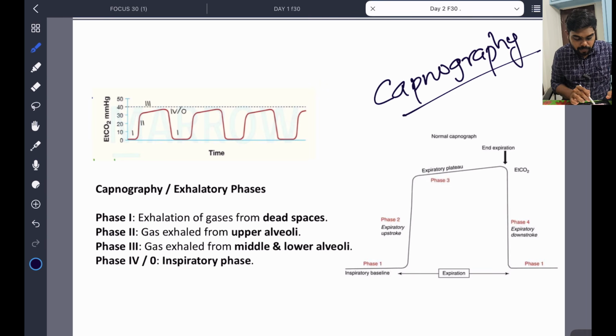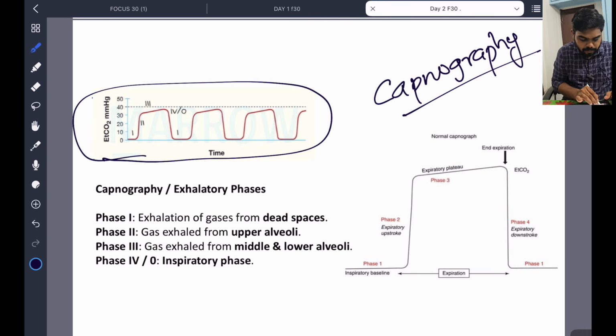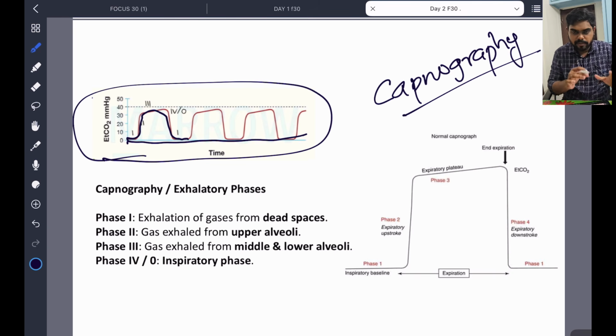So capnography, you can see a graph here, see the shape. Okay, it's like a top hat. This is the shape of the hat of our old movie actors. That shape is there. So here you can see phase 1, phase 2, phase 3, phase 4. It is touching the baseline. Okay, clear. So here it is touching the baseline, and you can see the shape like a hat.